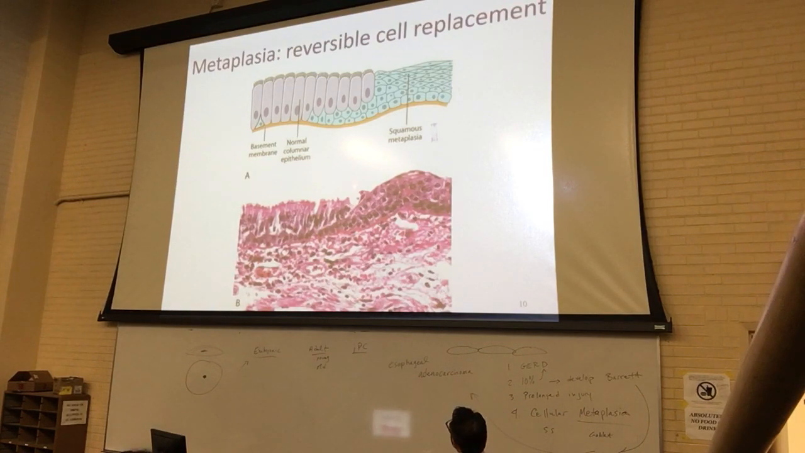But you can appreciate what's happening here. We've got basement membrane, normal columnar epithelium, and then here you can see this transition of squamous metaplasia that's happening at the level of, what tissue do you think this is?